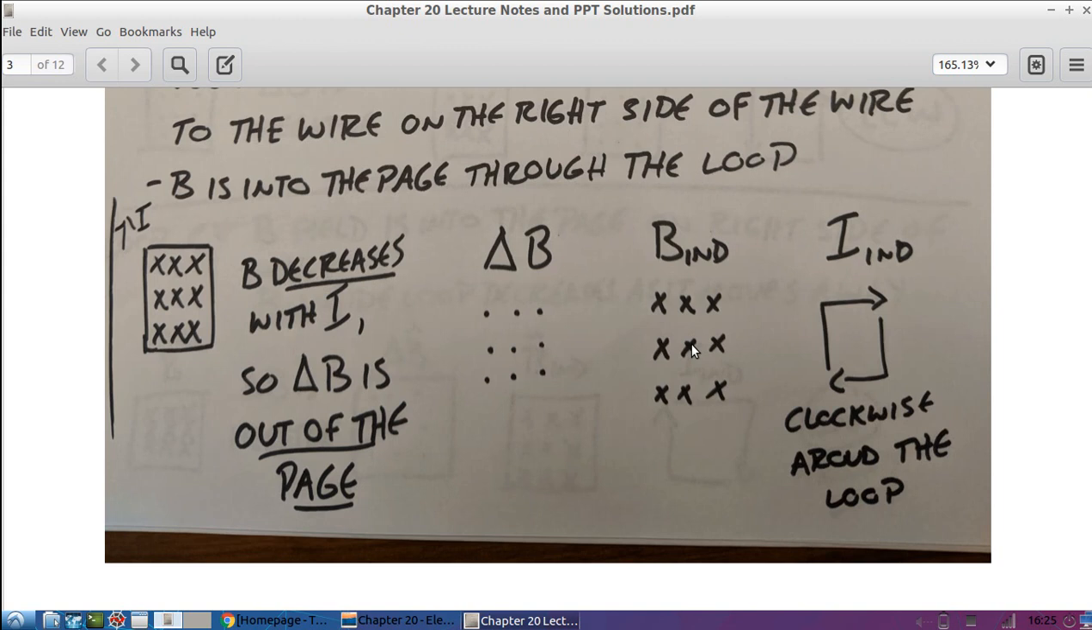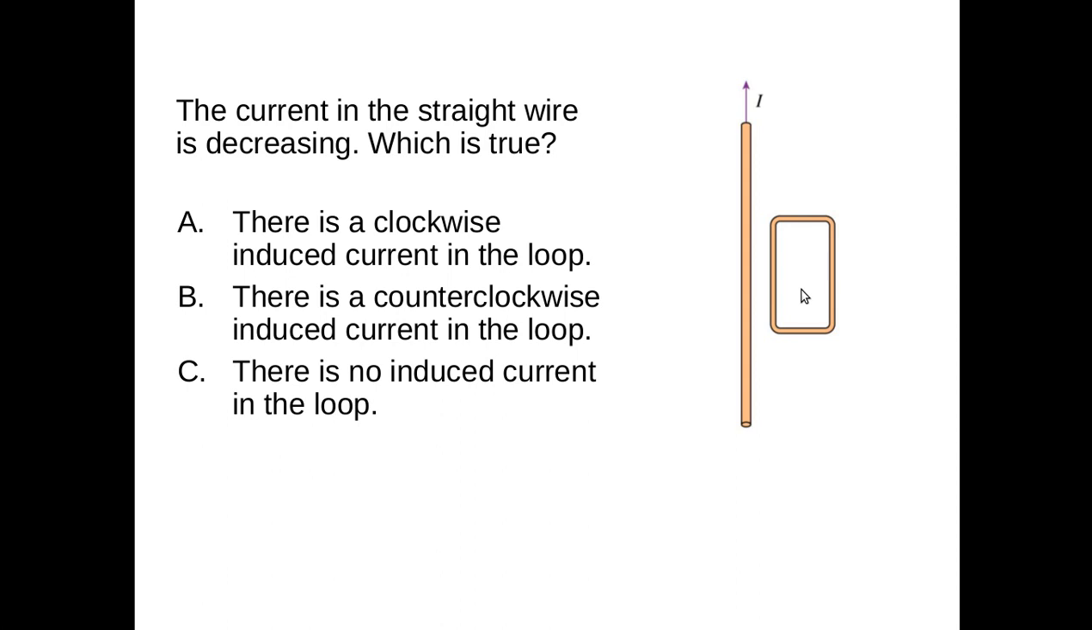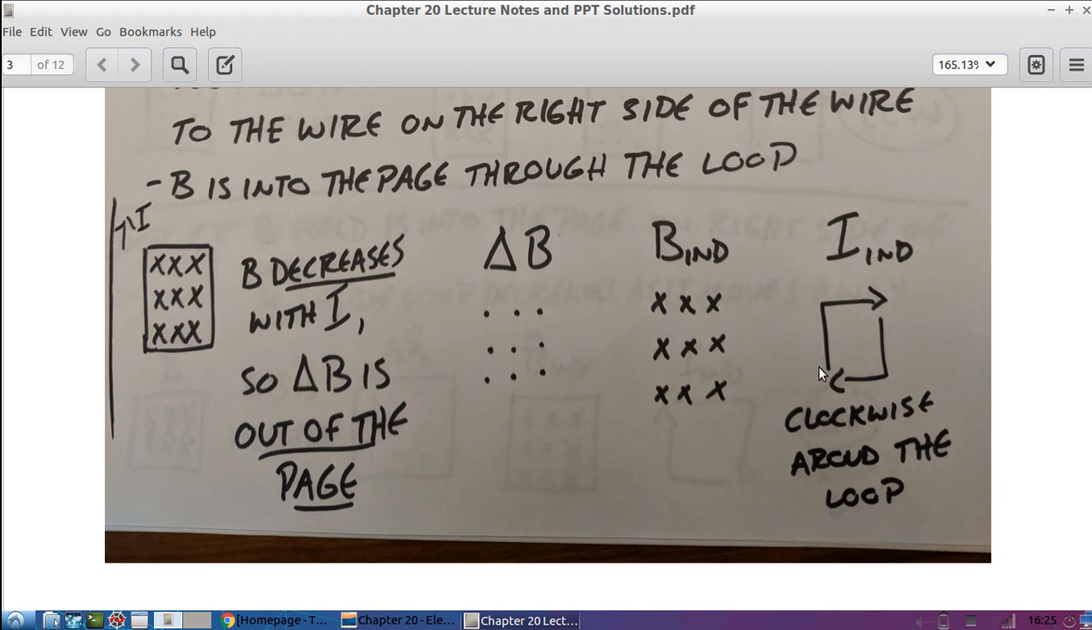Now I've got to use the right hand rule again. I point my thumb in the direction of B induced, so my thumb is going into the page. When I curl my fingers around the loop, they're curling clockwise. So the induced current here is clockwise around the loop. Choice A again.